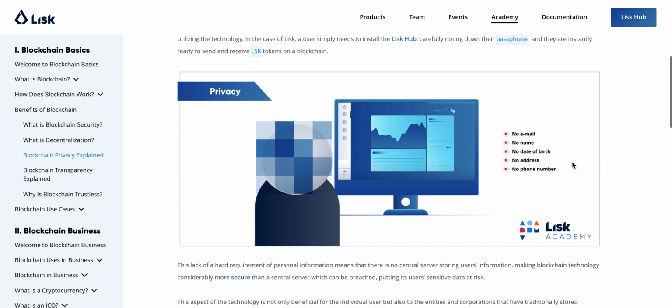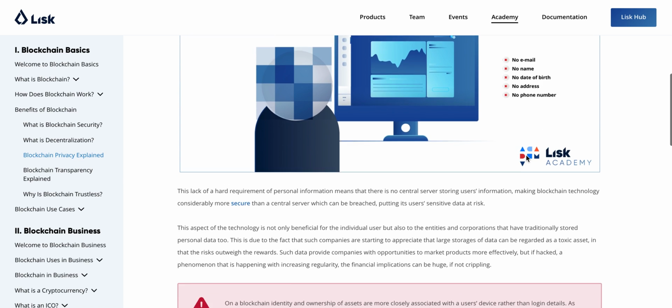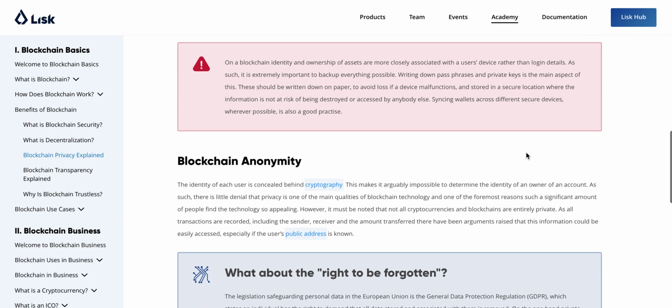So we talk about privacy: there's no email, no name, no date of birth, no address. There's an infographic here showing that anybody, including a machine, can access the blockchain. You don't even have to be a human being. With banks, you have to show up with your ID, you need an address and all that good stuff. With blockchain, you can be a vending machine and still have access to the network. So it's really an awesome thing. It also talks about anonymity and how we're sealed behind cryptography, which makes it arguably impossible to determine the identity of an account based on just its public address.